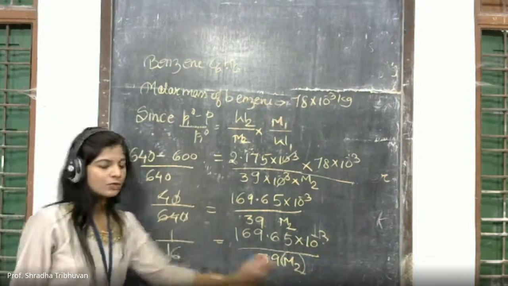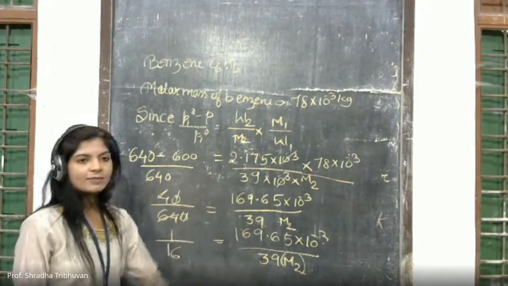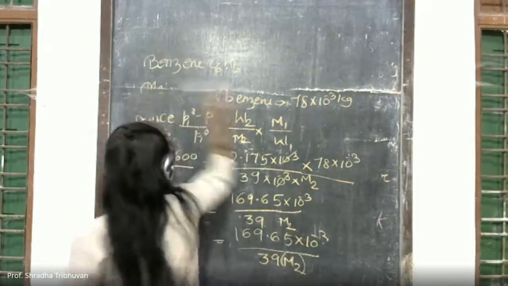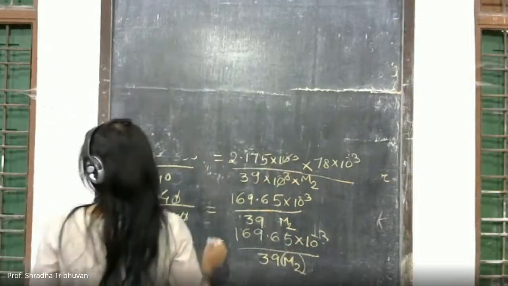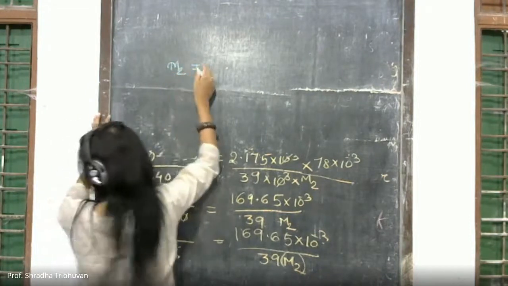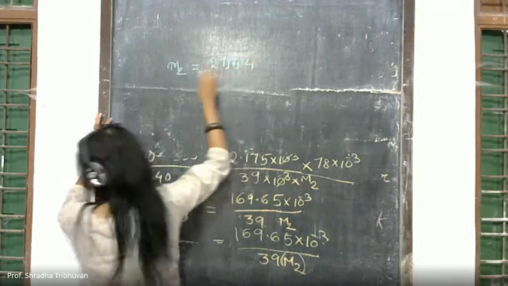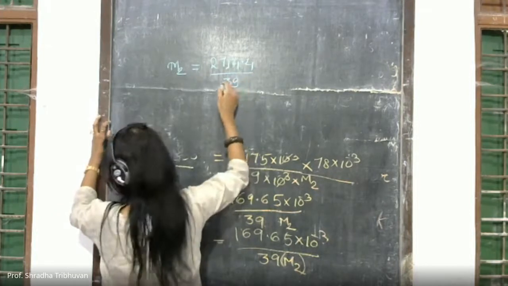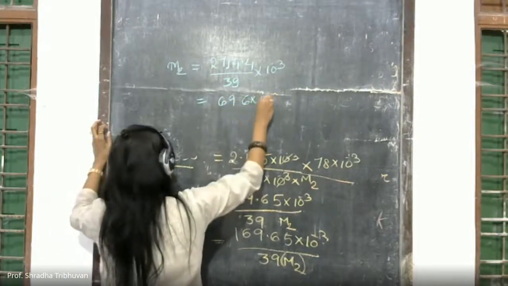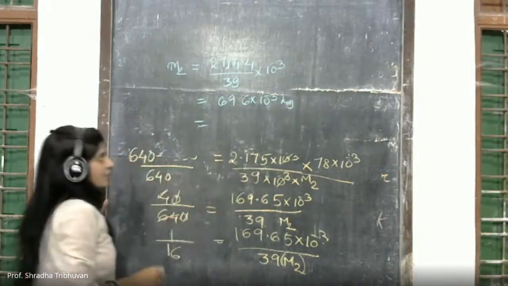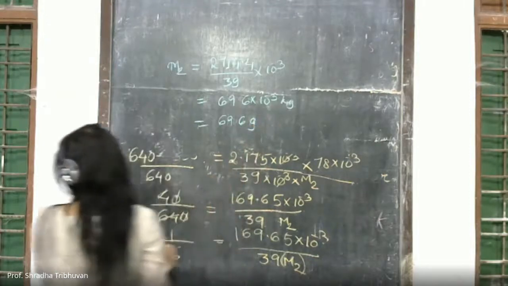Just cross multiply: 39 into M2 goes over here, and you multiply 169.65 into 10 raised to minus 3 by 16. So the value comes out, and then you divide it. M2 is equal to 2714.4 divided by 39, and as usual into 10 raised to minus 3. The answer comes out to be 69.6 into 10 raised to minus 3 kg, and when you divide this by 10 raised to minus 3, you get 69.6, in gram. So the answer is in gram per mole.